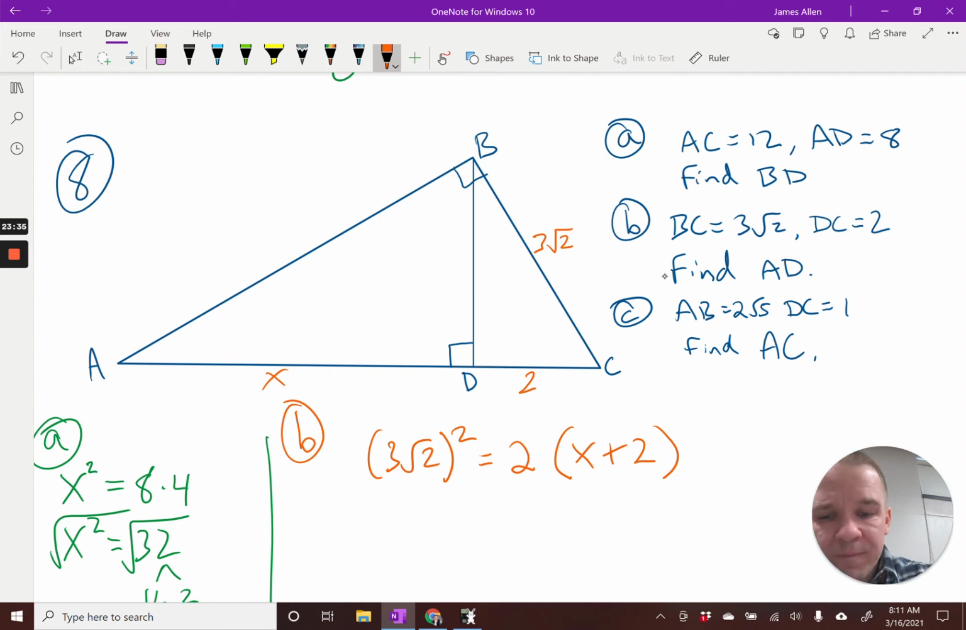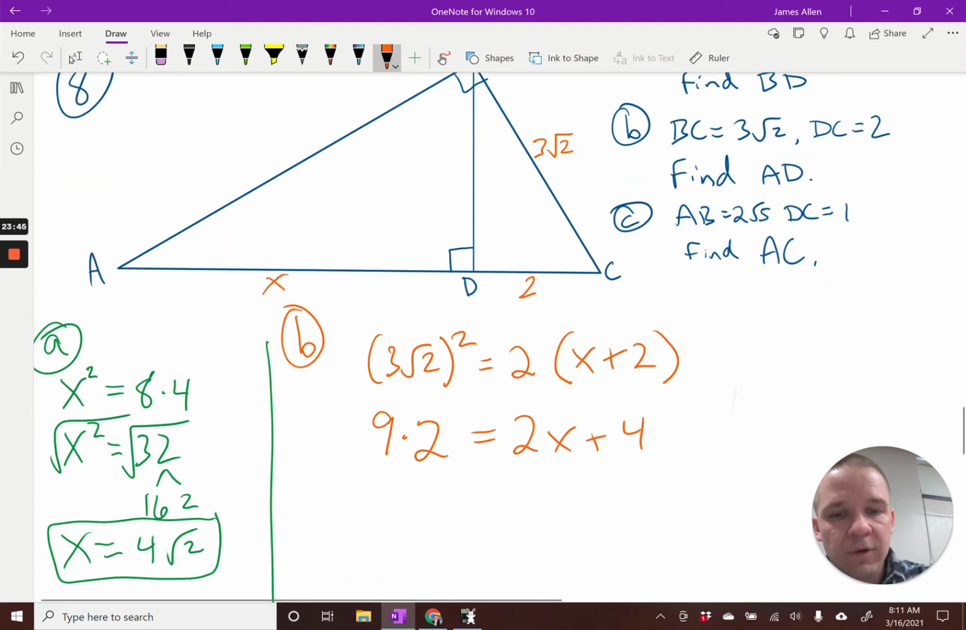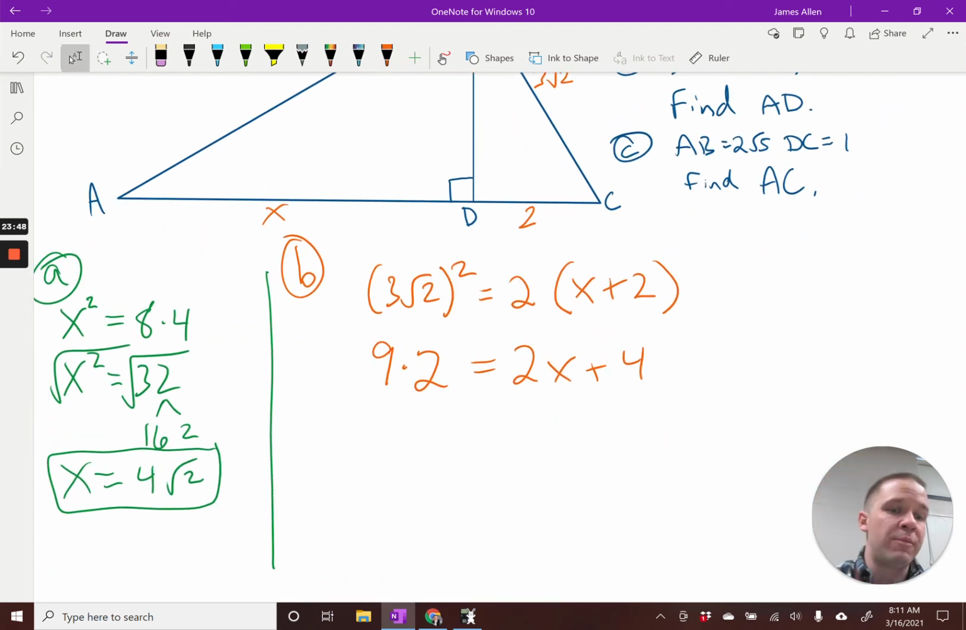So 3 squared is 9, and root 2 squared is 2. The square root and the squared cancel. So I'm left with 9 times 2, and then I get 2x plus 4 when I distribute that 2. A common mistake is to let the square root and the squared cancel each other and do 3 times 2, which is 6. And then everything goes haywire after that. You don't want to do that. Don't forget that the exponent goes to both parts. There's no addition in there, so you can distribute the exponent.